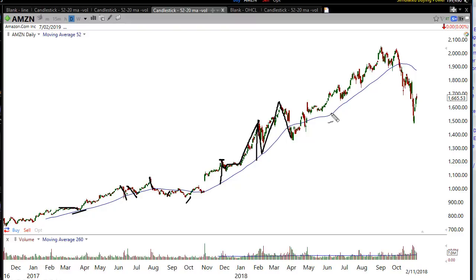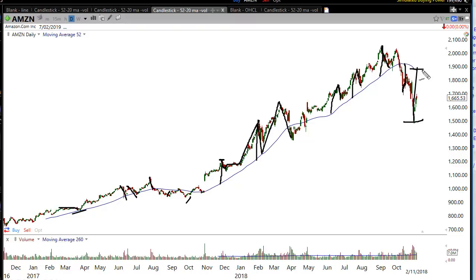See, and notice the distances from the 52 where it gets extended and then has a pullback. Distances from the 52 and then a pullback. You'll be able to see the maximum distance that it actually has from the 52. Now each stock has its own level of how much it likes to become extended from the 52. It's not the same all the time. But look at this here. We got distance from the 52, and look at it from here to here. As Amazon was getting sold off pretty strongly, the distance from the 52 was quite strong.